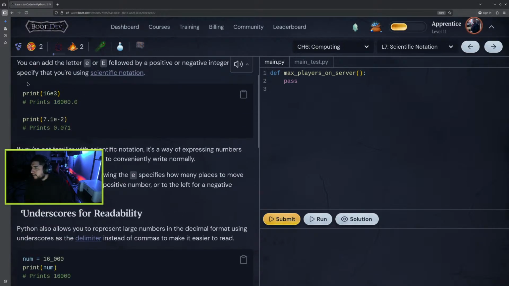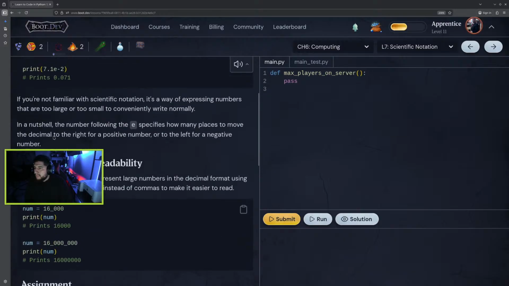All right. Back right here. Print 16 e3, which is 16 times 10 to the power of 3, prints 16,000.0. Print 7.1e-2 brings the decimal over. That's all it does. It moves the decimal 3 places to the right. This one moves it twice to the left.